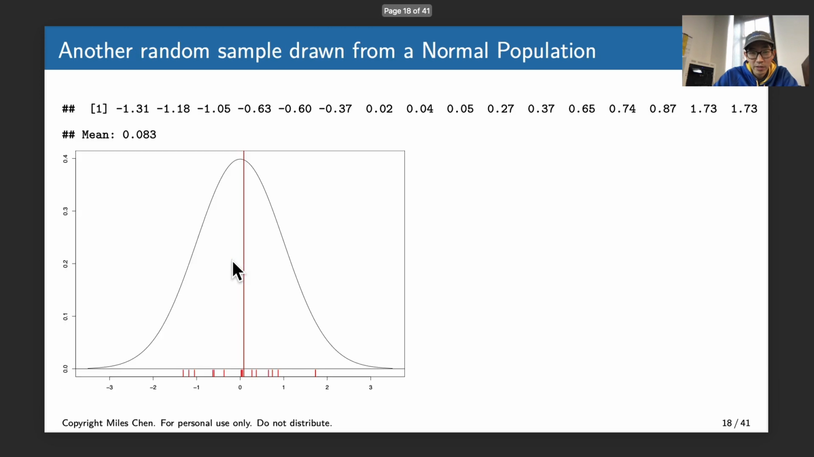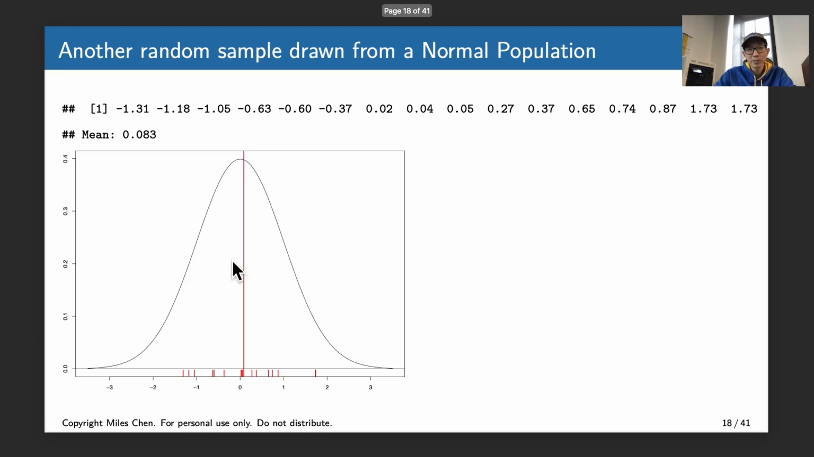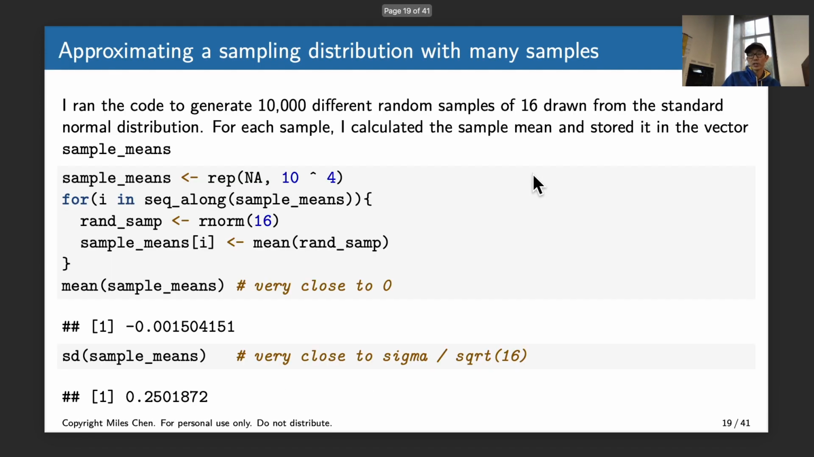Okay, and so this is just different random values, just to show the different values, and so you can see the actual values drawn there. And so here is just some code to repeat that process 10,000 times.